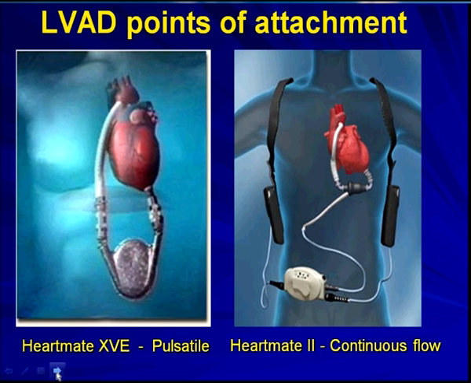Some LVAD points of attachment. This will segue its way into the CPR situation that we're going to soon talk about. If you look at where the points of attachment are for an LVAD, we're at the apex of the left ventricle, and then we come up to the ascending aorta.